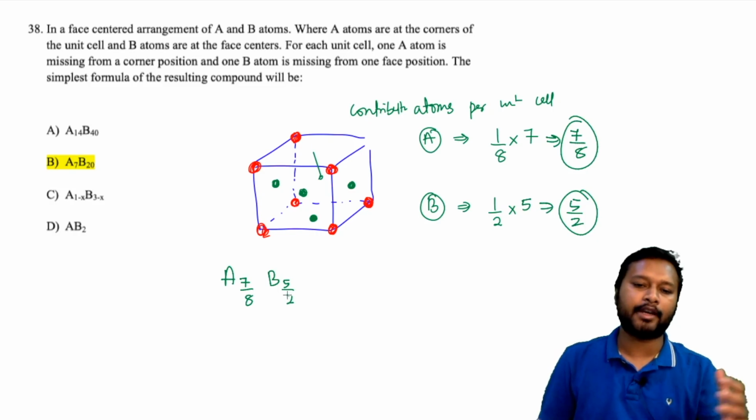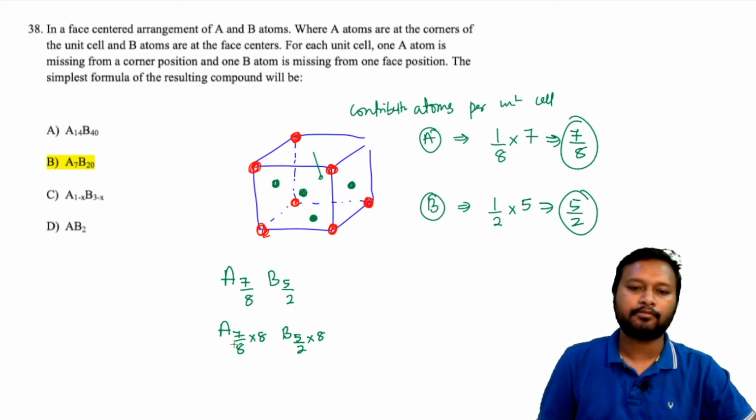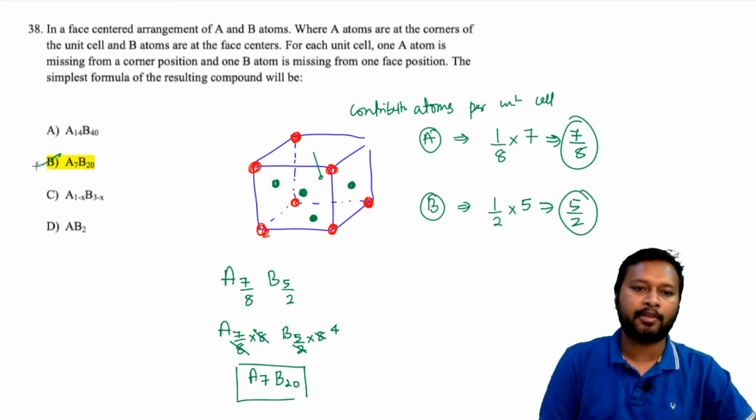In order to balance that, let's multiply everything by 8. Multiply the whole equation by 8. So it will become A 7 by 8 multiplied by 8 and B 5 by 2 multiplied by 8. This 8 and this 8 will cancel out, and the other will cancel out 4 times, and it will become A 7 and B 20. So that's how you got your answer as option number B.